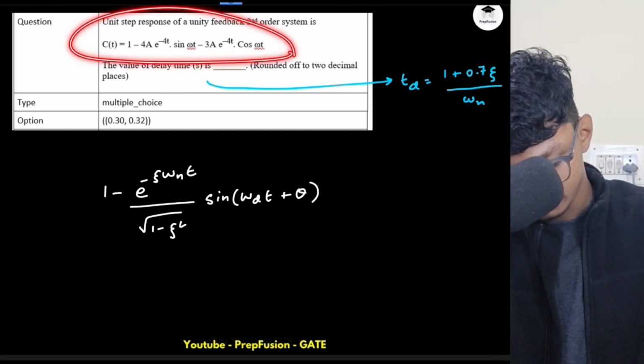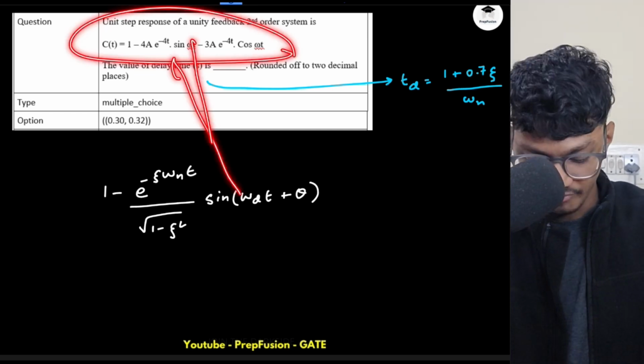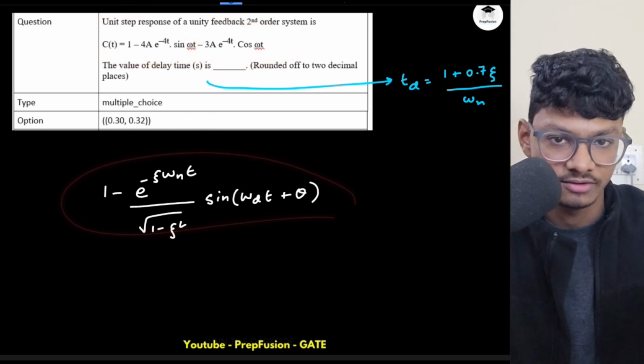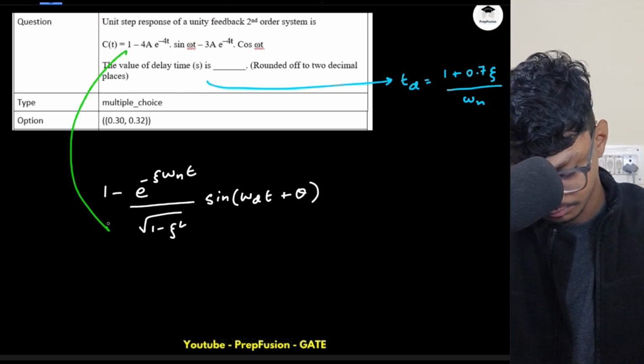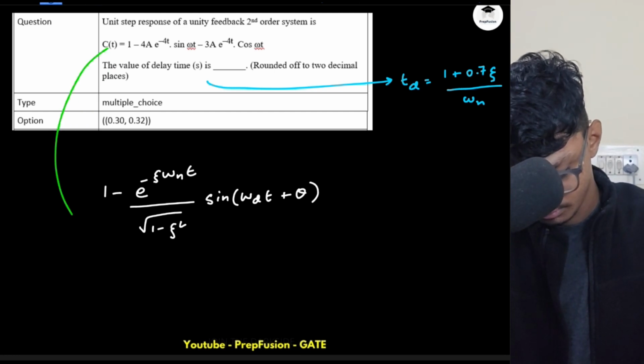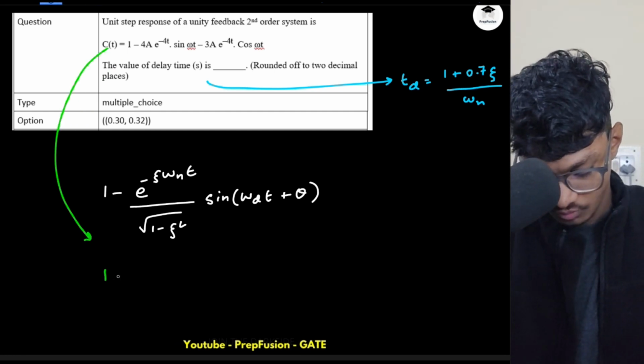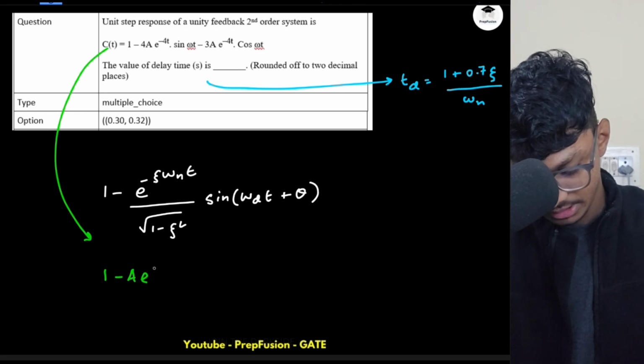But what do I have here? Is this the same? No, I have to convert this back into this format. How do I convert it back? I will explain how. So this I can simplify as 1 minus a e raised to power minus 4t.